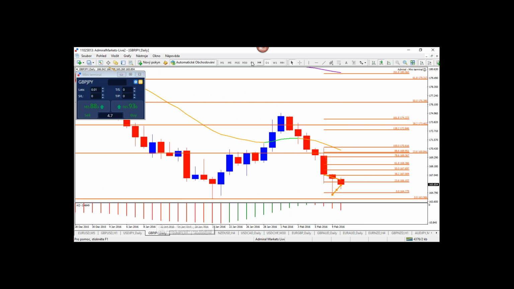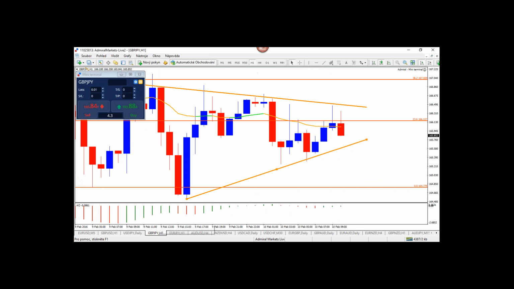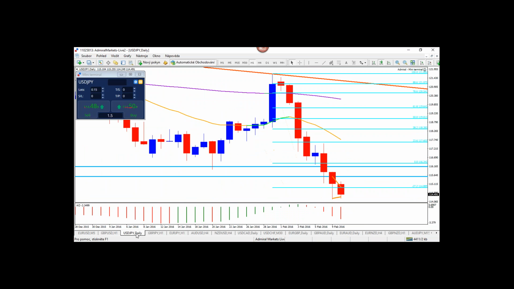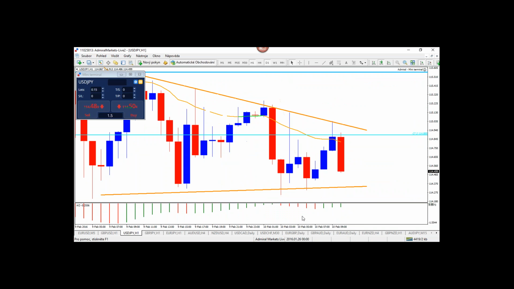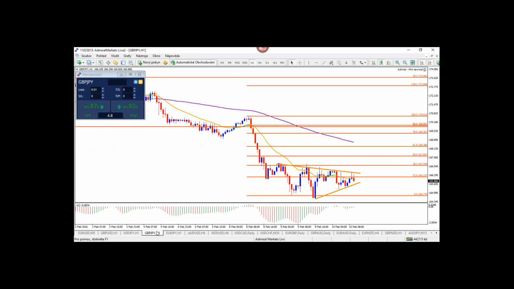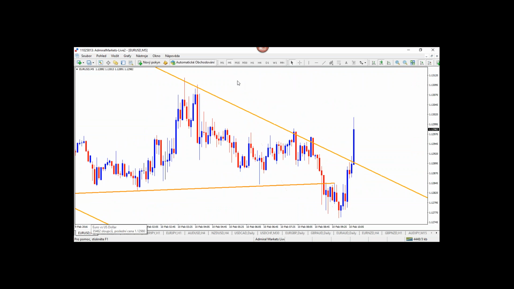You're talking about the pound yen, Beverly? Dollar yen moving down, pulling the pound yen down, but still in the triangle. Pound yen is still before resistance, and euro dollar breaking actually.